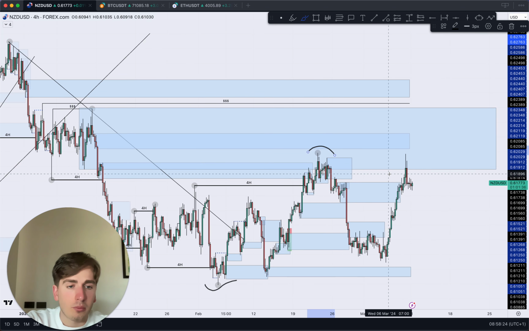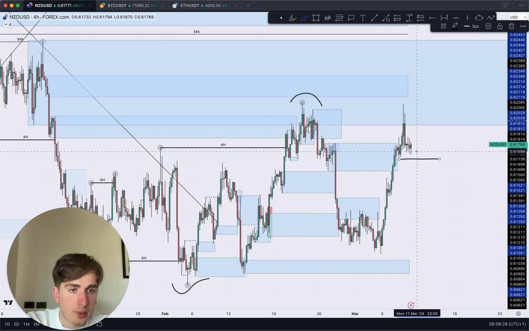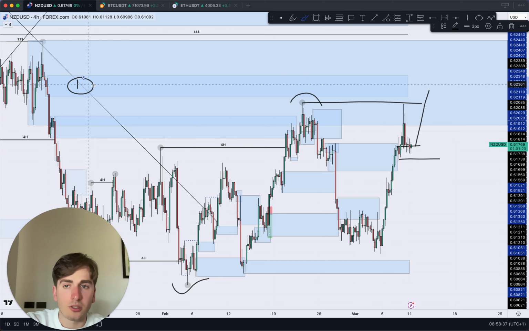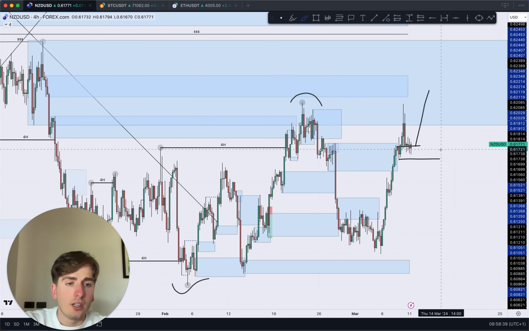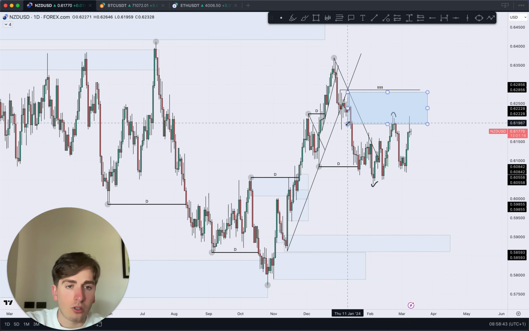I mean, for me, the 4-hour still wants to go up. As long as this low over here of this bearish candle is respected, this is your demand zone. I am looking for further upside to take out this high over here and potentially pushing towards this supply zone, excuse me, number 1. So that's what I'm looking for on NZDUSD, some further upside on the short term.